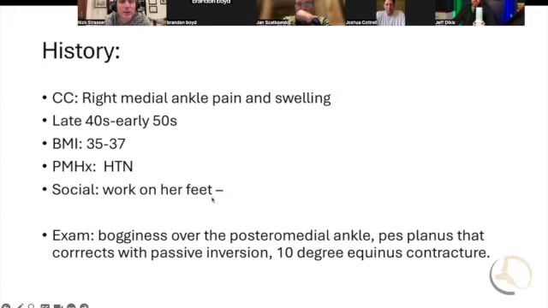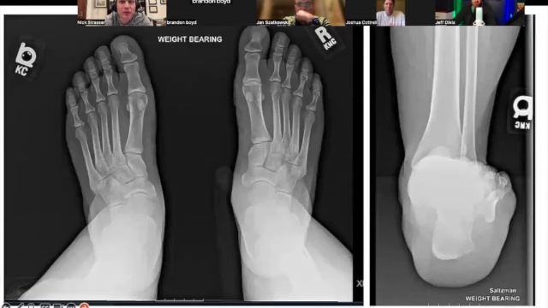So on her exam, she's got a little bit of bogginess on the posterior medial ankle. She's got a little bit of a flat foot. It corrects with passive inversion. And she has about a 10-degree equinus contracture. So it covers a lot of things we see. So right-sided ankle pain. These are her plain films when she comes into clinic. I like to get a Saltzman view to look at alignment.